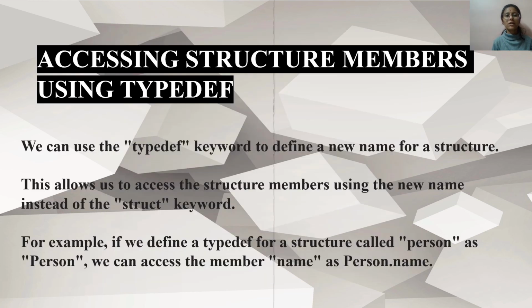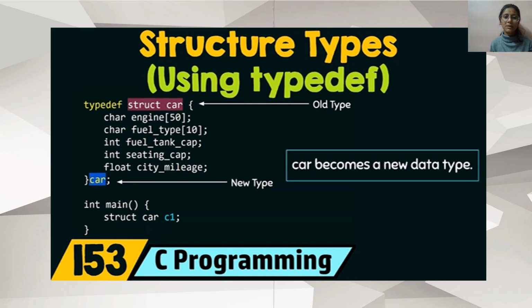Now let us see about accessing structure members using typedef. We can use the typedef keyword to define a new name of a structure. This allows us to access the structure members using the new name instead of the struct keyword. For example, if we define a typedef of a structure using person, we can access the member name as person.name.